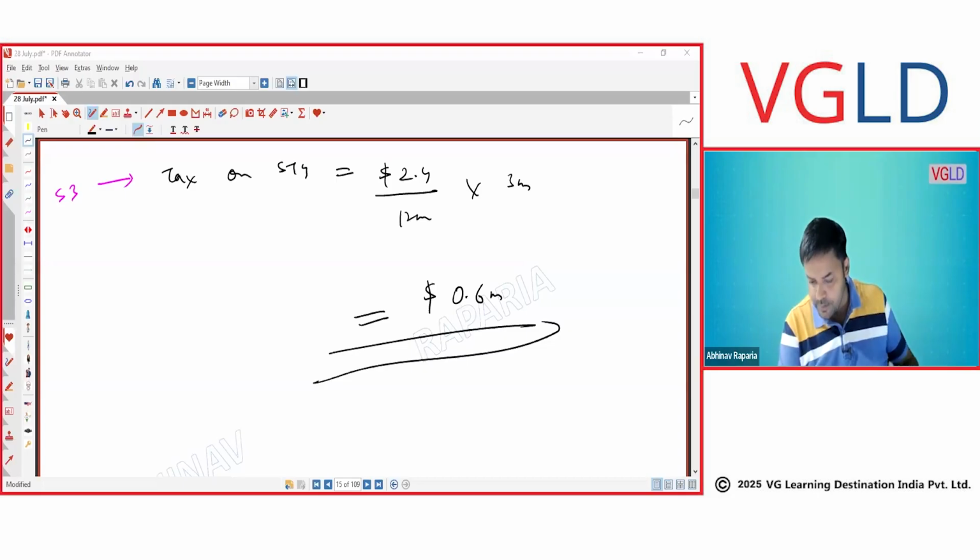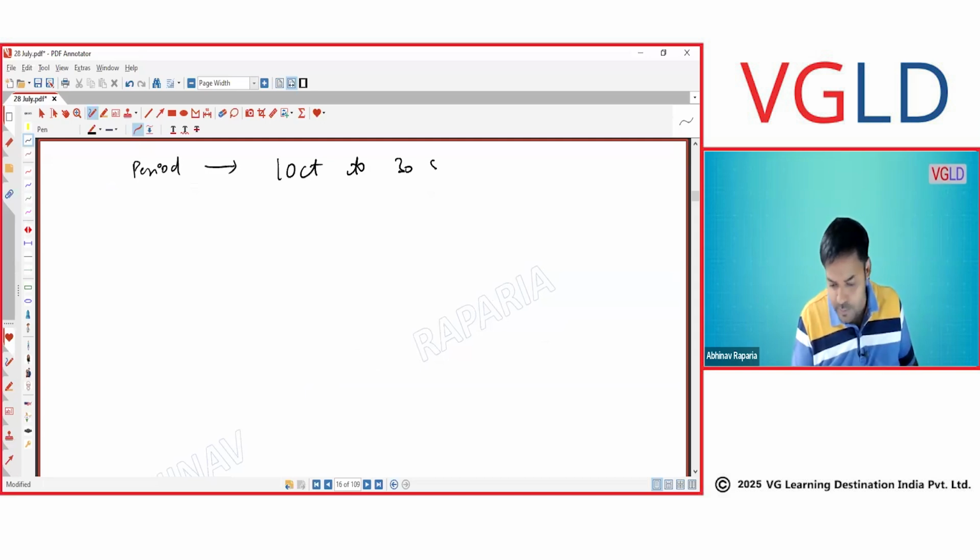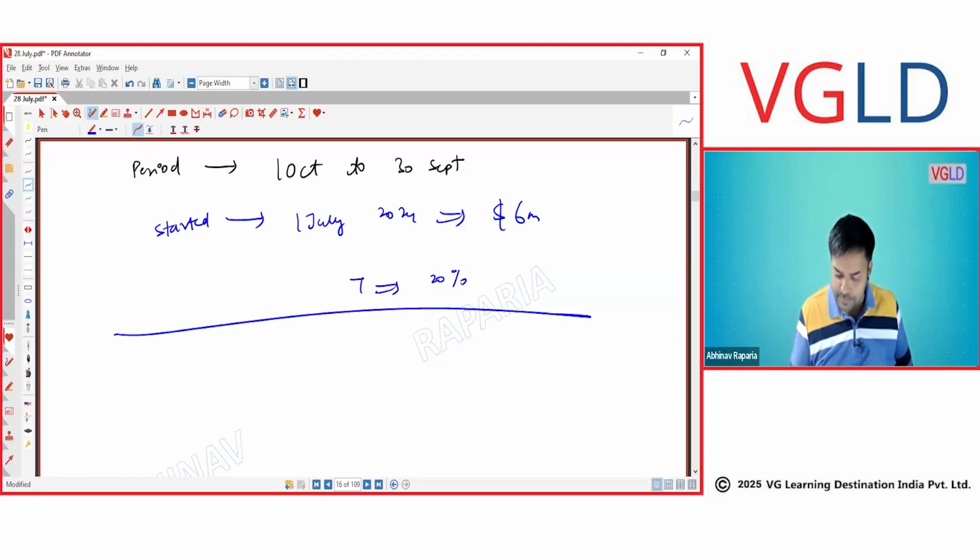Done. Let's quickly try one more question. Let's say the period you are following is 1st of October to 30th of September. And you started this on 1st of July, 2024. Until the end of the year, you made $6 million. The applicable tax rate for you is 20%. Please tell me the tax on the short tax year.